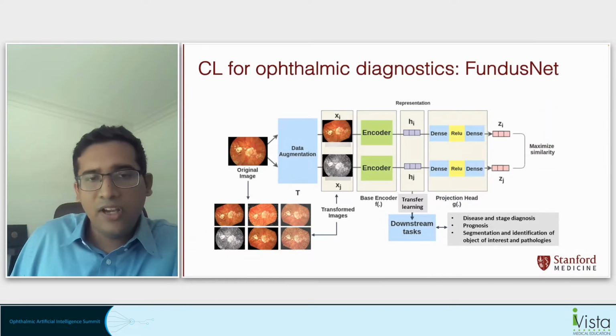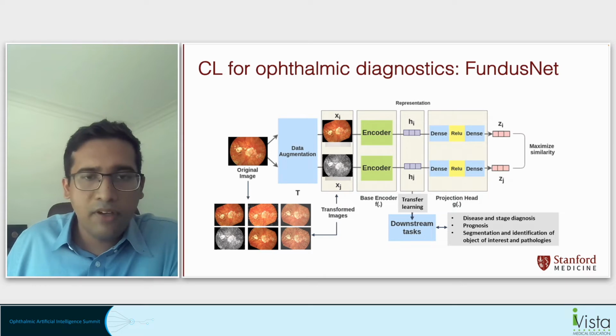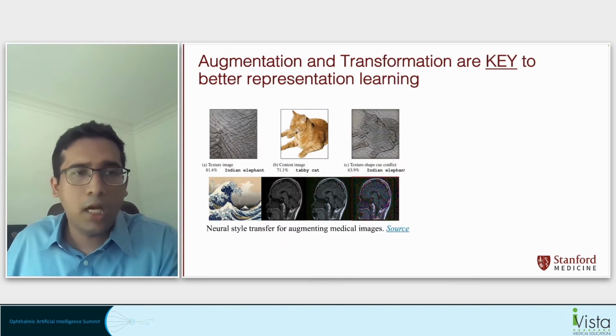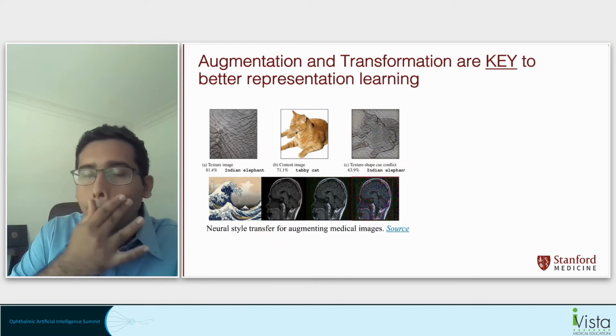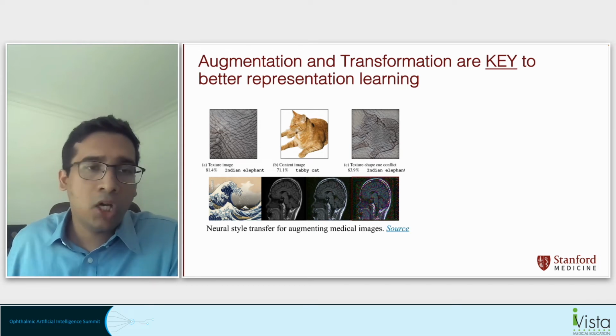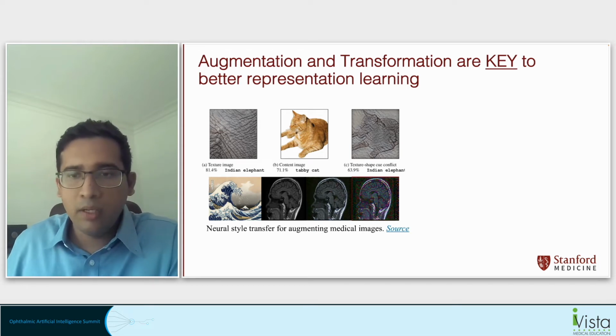So we adapt this framework for the DR classification task, and we did data augmentation and encoded them and then maximize similarity, and then transferred these weights for downstream tasks. For our case, referable versus non-referable DR. So we learned that normal contrastive learning framework normally uses regular augmentation, like rotating, flipping, etc.